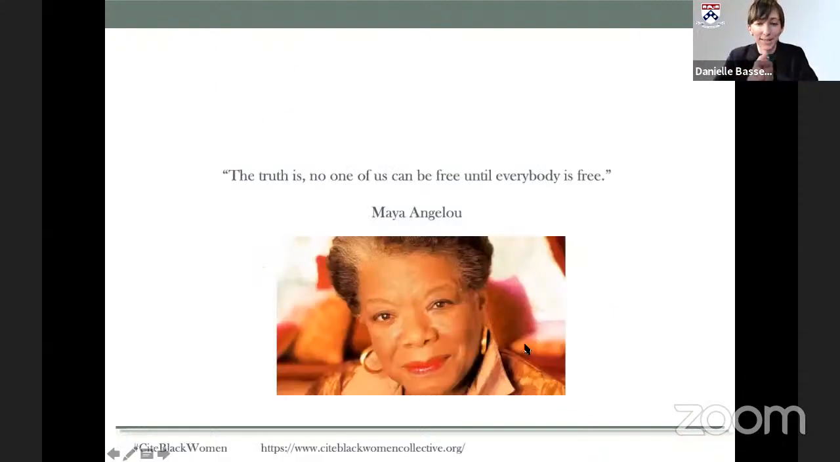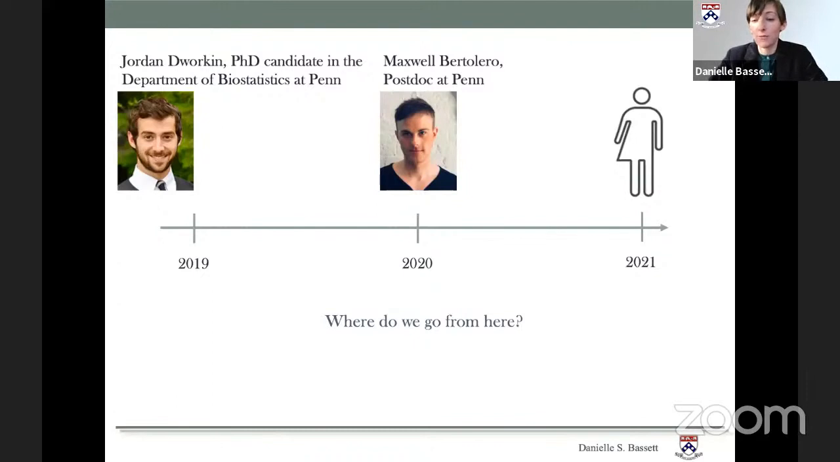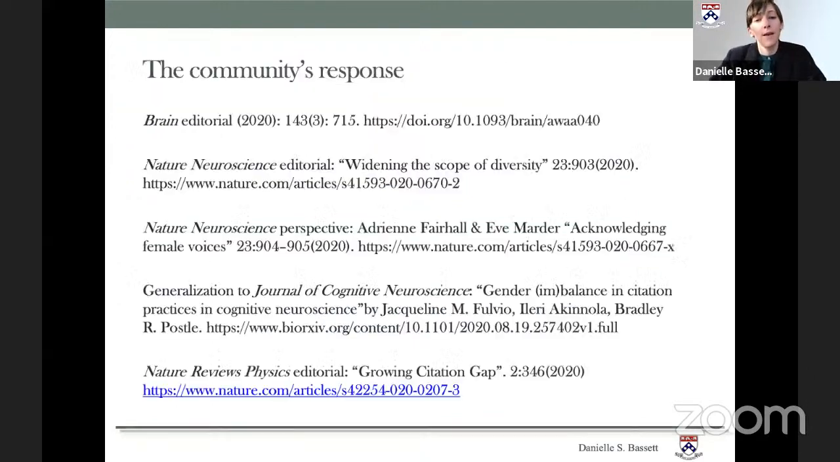So at this stage, obviously for intersectionality, I want to quote Maya Angelou. She says, "The truth is no one of us can be free until everybody is free." And that motivates the question of what do we do? What do we do here in 2021? Where do we go? I think first I want to note that the community's response to this data has been overwhelmingly positive.